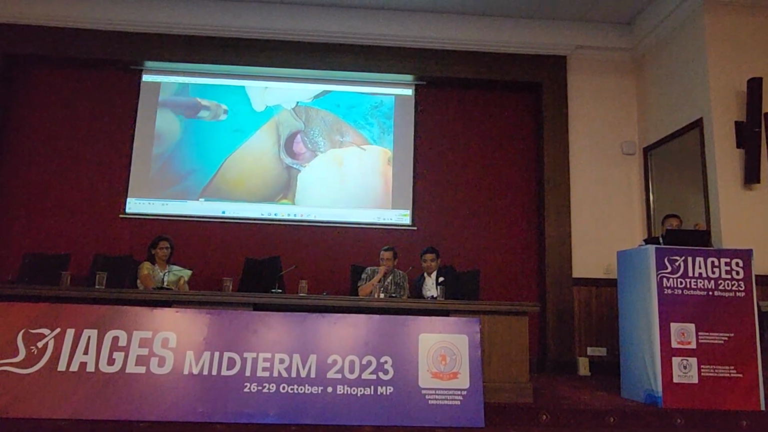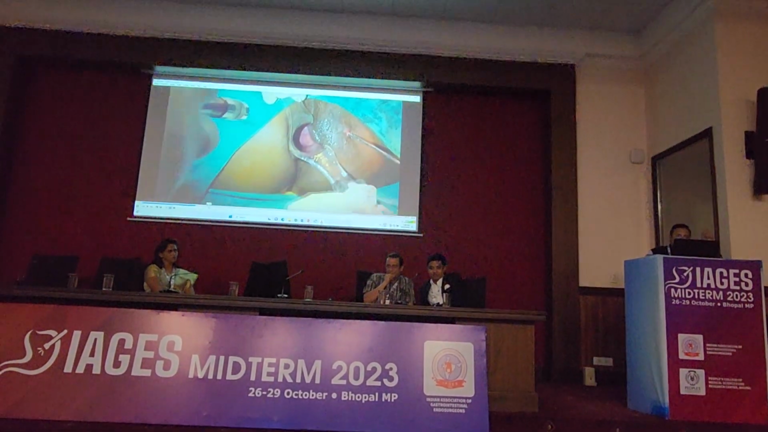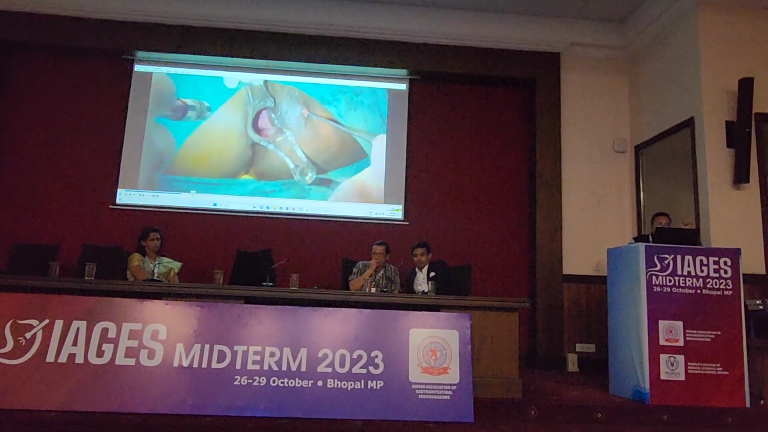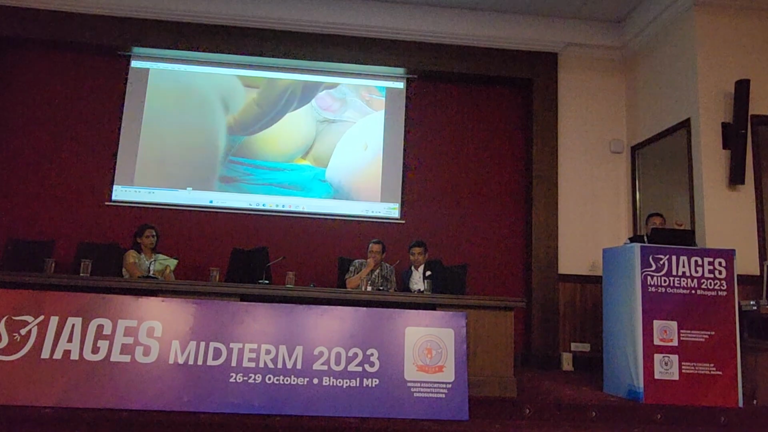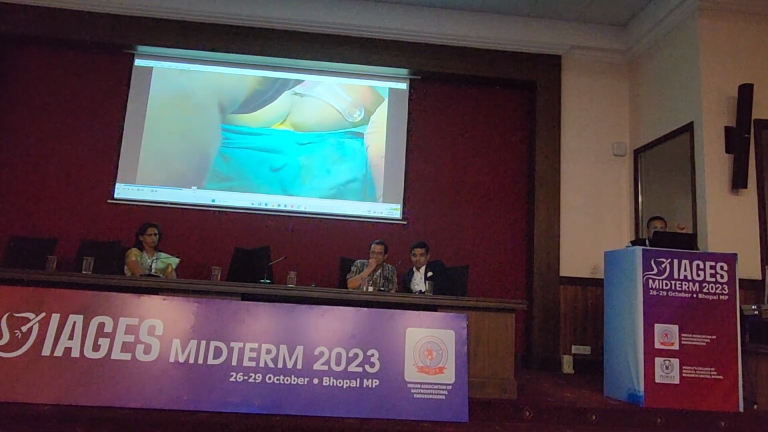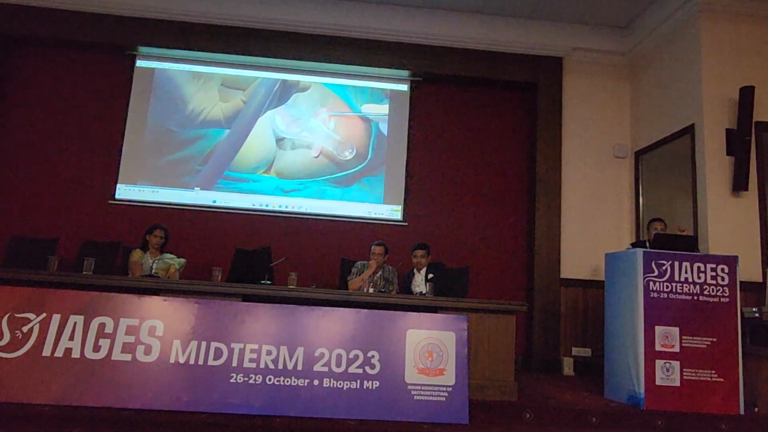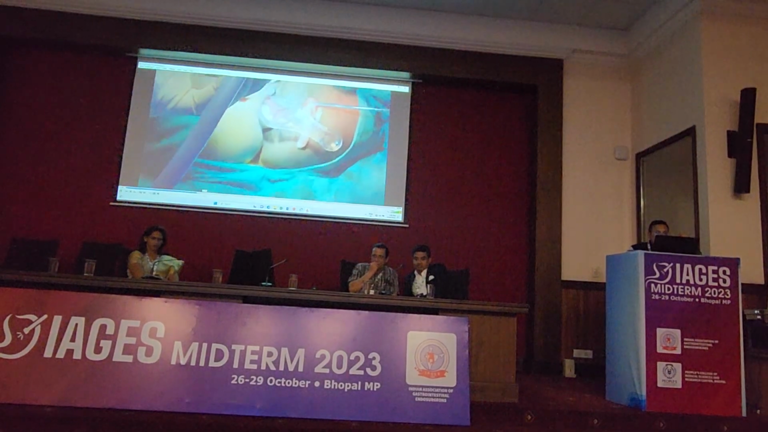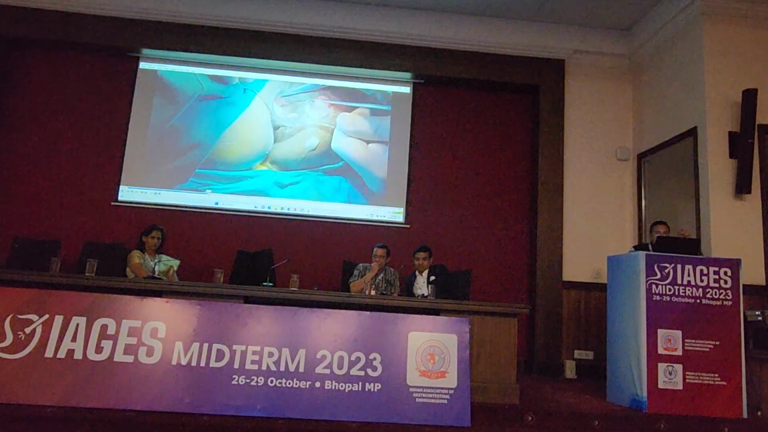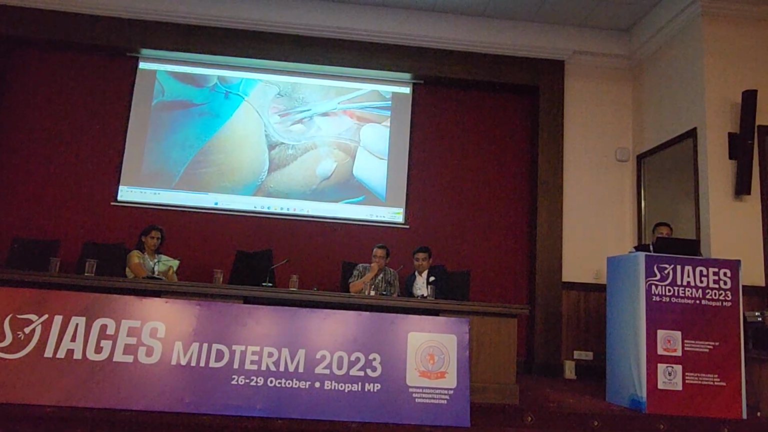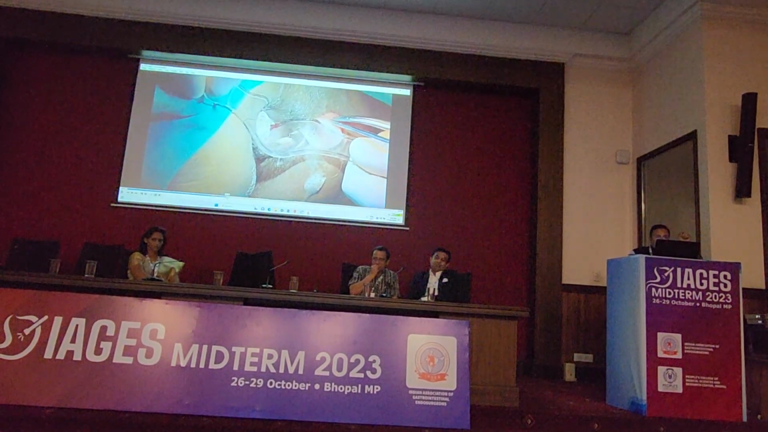So we have probed it. Now we are putting H2O2, hydrogen peroxide mixed with methylene blue and saline, to find the internal opening. So you can see the bubbles inside the internal opening. You can appreciate the internal opening. You can see the bubbles inside. Can you see? This is the internal opening.